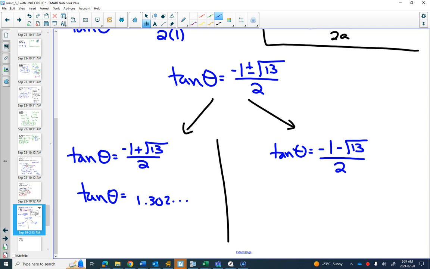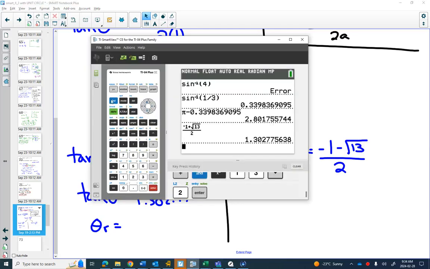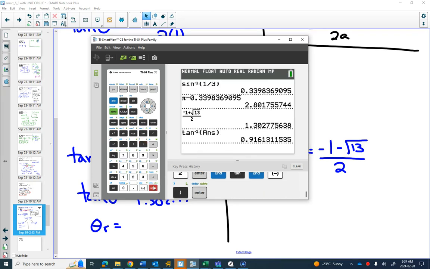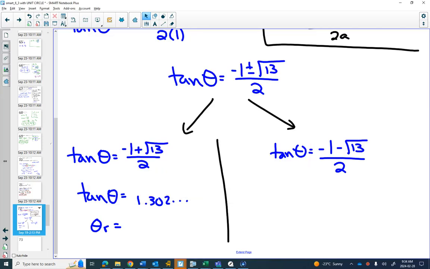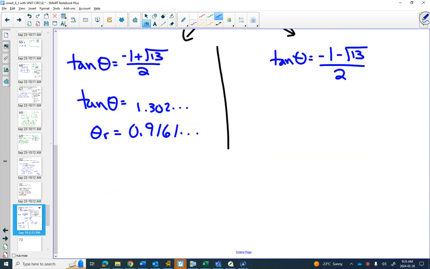Sometimes it's helpful to type this in, because it's going to be nice just to see that as a decimal, to notice it's positive. If tan is positive, it's in quadrant 1 or quadrant 3. I'm going to find my reference angle. It's also important to notice that that's positive because when you're finding your reference angle, you have to use positive answers. So if I do tan inverse of this, there is my reference angle, 0.9161... So my actual answers for theta here are 0.916, and we find it in quadrant 3.